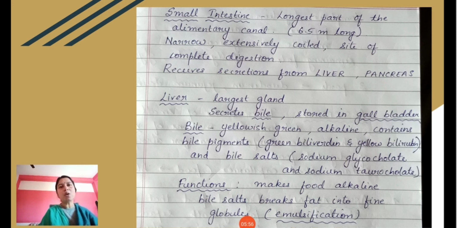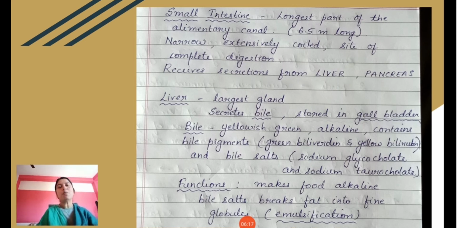Then why is it called the small intestine? Because the diameter or the cavity is narrow. So since the cavity is narrow, it is termed the small intestine. It is extensively coiled and it is the site of complete digestion. So the remaining digestion gets completed inside the small intestine itself.